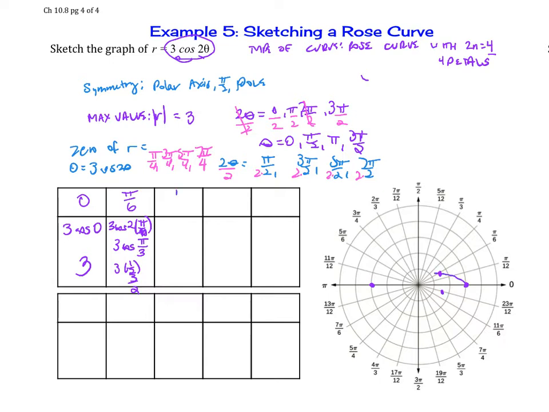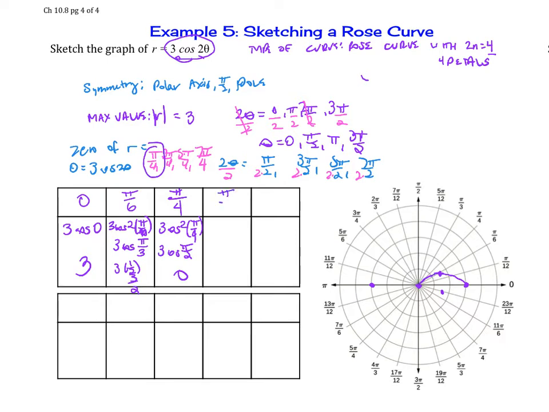Now let's look at pi over 4. The reason why I'm picking that is because I know I have a 0 there. So pi over 4, 3 cosine of 2 times pi over 4, sorry. And so we're looking at 3 cosine of pi over 2, which is 0. And so that's what I wanted, to give me a better picture of what's happening here.